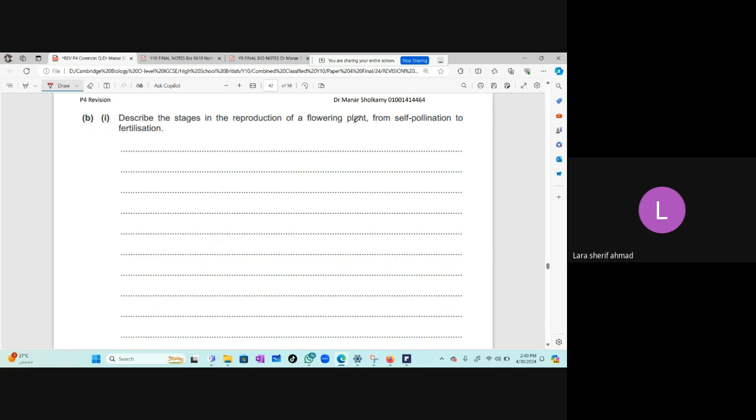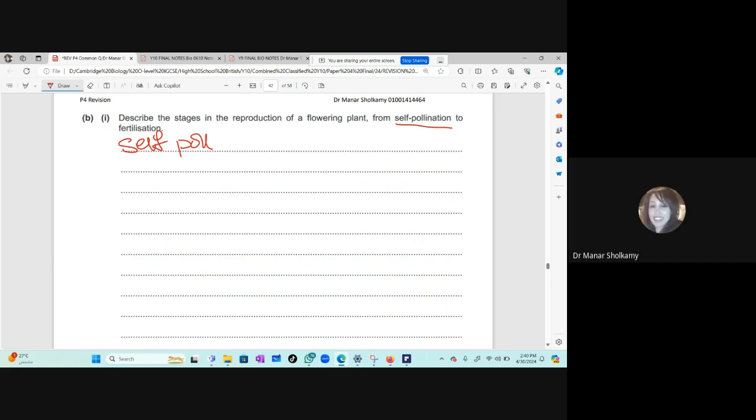Anther produces pollen. Okay, and look, how will you start? You will define self-pollination. Yes, start by defining it because this is a good way to begin. What is self-pollination? Transfer of pollen from anther to stigma on the same flower. Very good. Or on a different flower on the same plant. Now, when the pollen reaches the stigma, what happens from there?